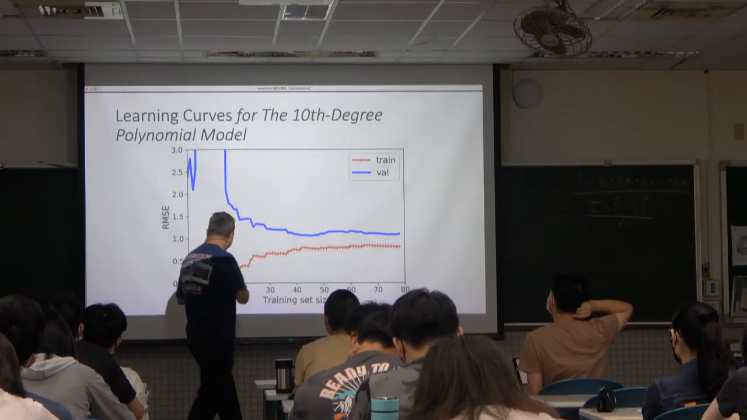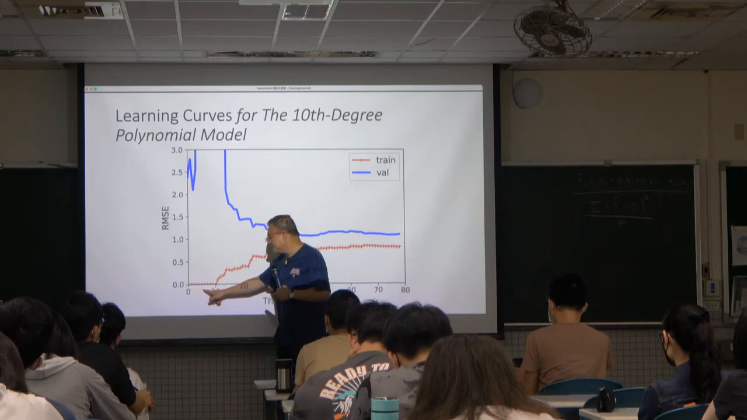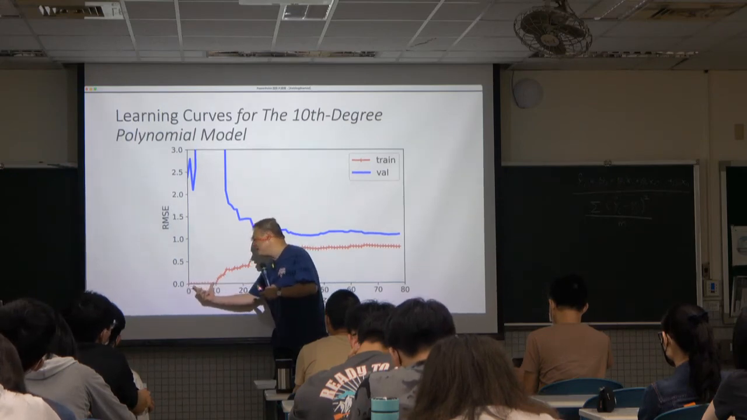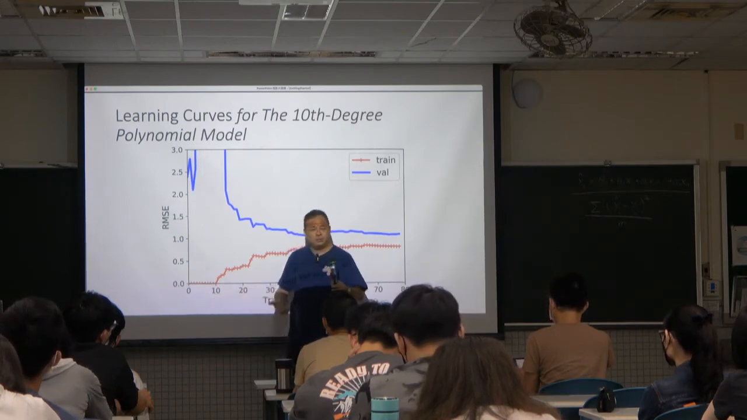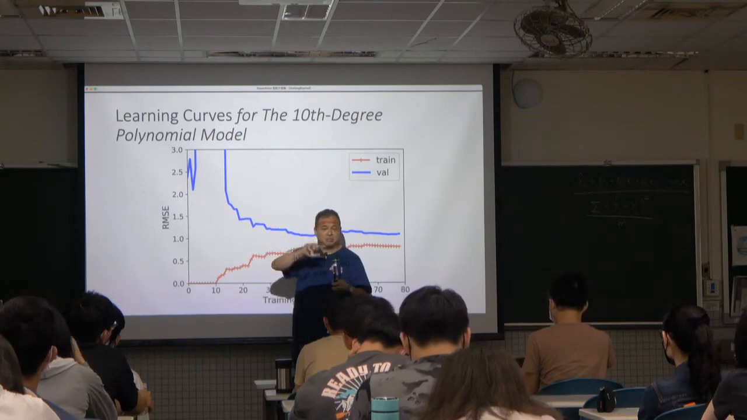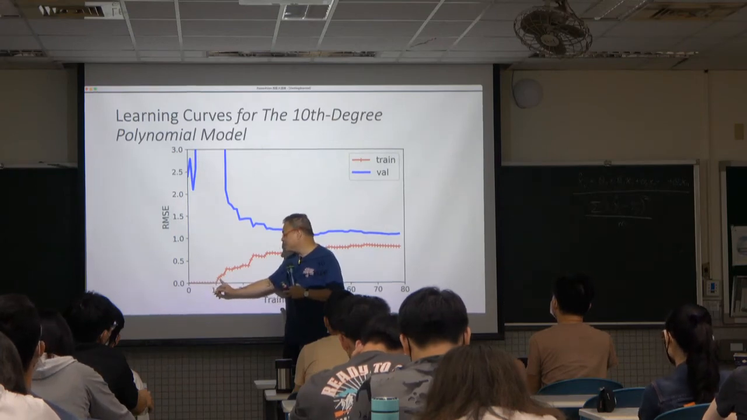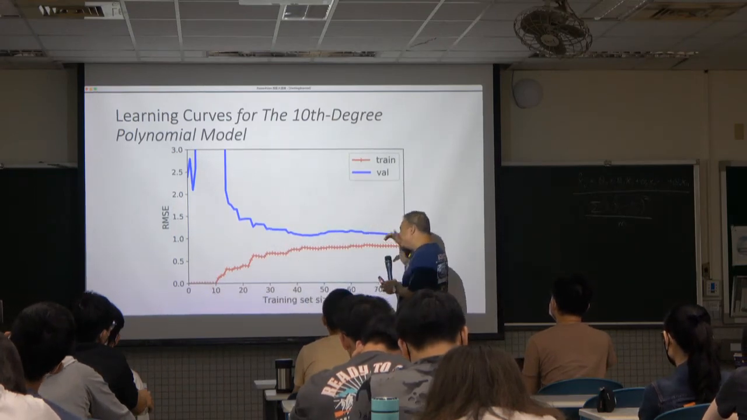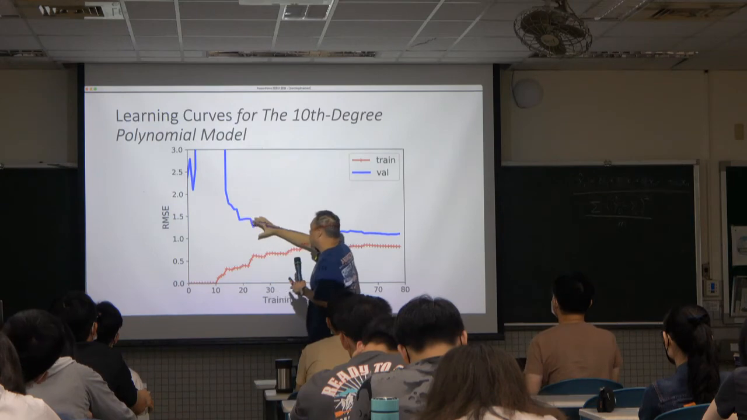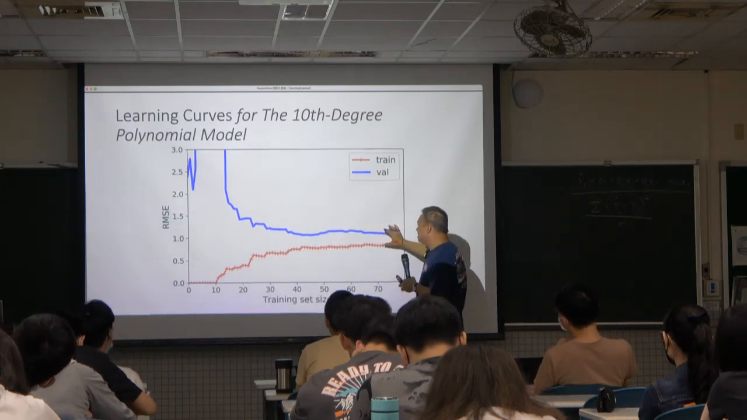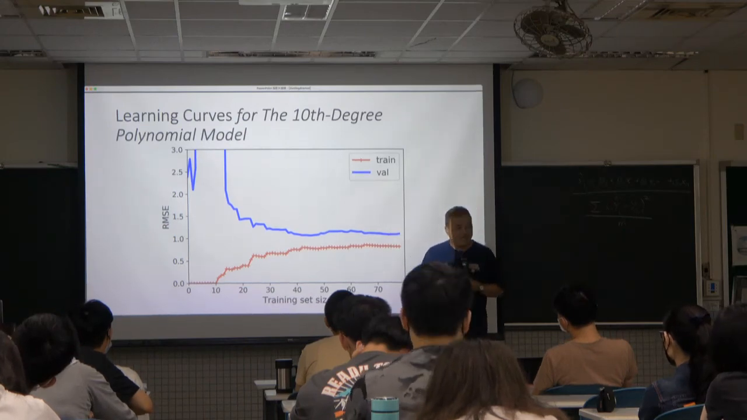In the case of overfitting, because it has a degree of 10, the first 10 instances will not give us any error on the training set because we have a perfect fit. The degree is 10, so we can fit those 10 instances perfectly. But as the number of instances goes up, you can see the two lines are not getting very close.